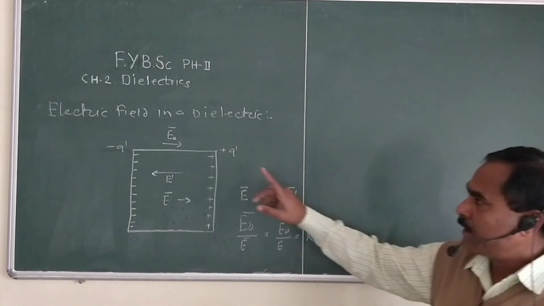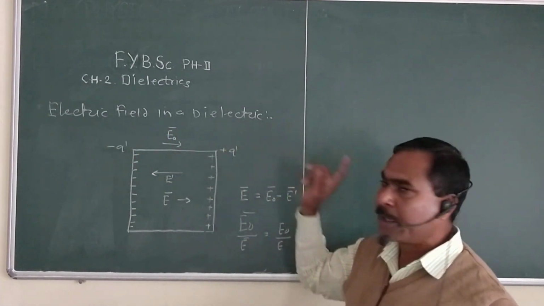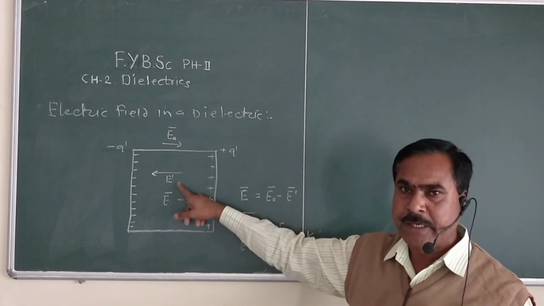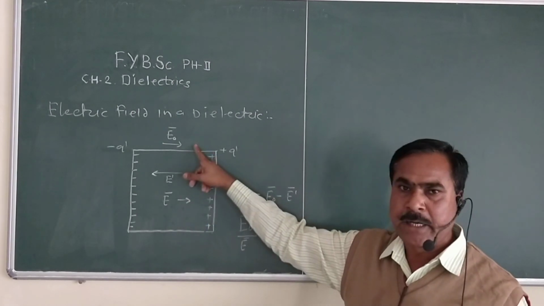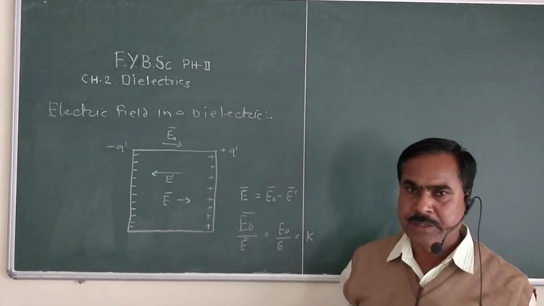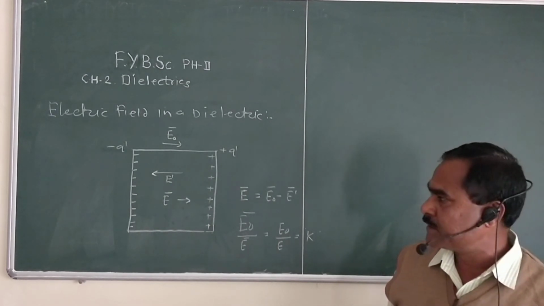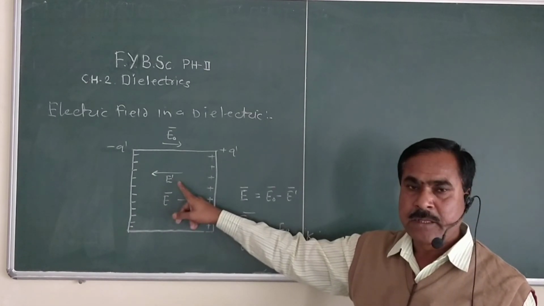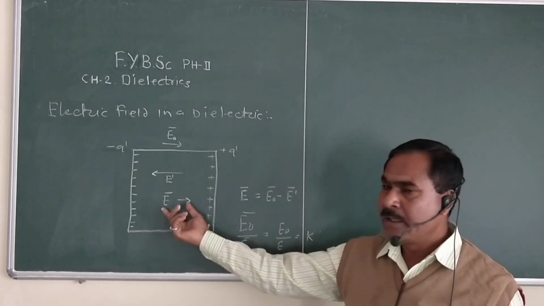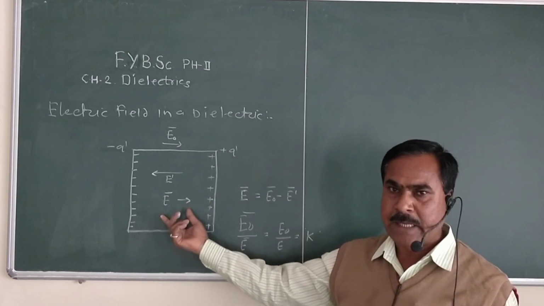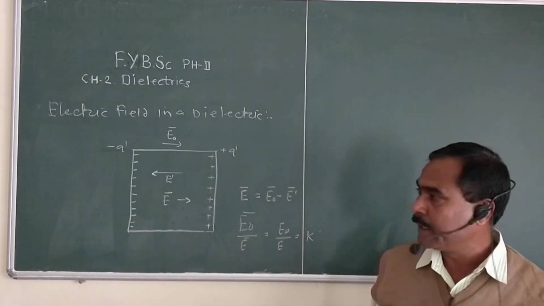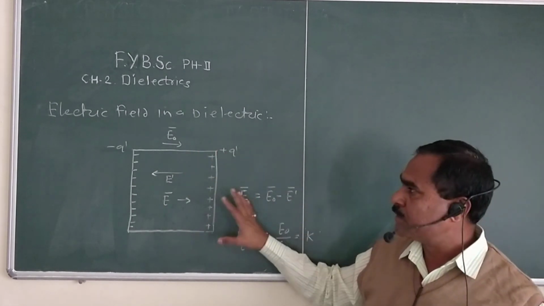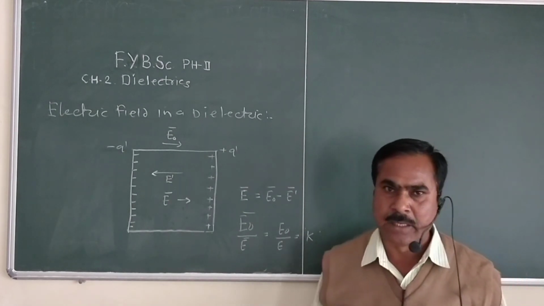Okay, so the point is electric field in a dielectric material. There are two types of electric field. That means one is the induced electric field and the other is the applied electric field, and the net or resultant electric field is the difference between the applied electric field and the induced electric field. Then we get the resultant electric field within the dielectric material, and it is always directed in the direction of the external electric field. Okay, so this is the electric field in a dielectric material.